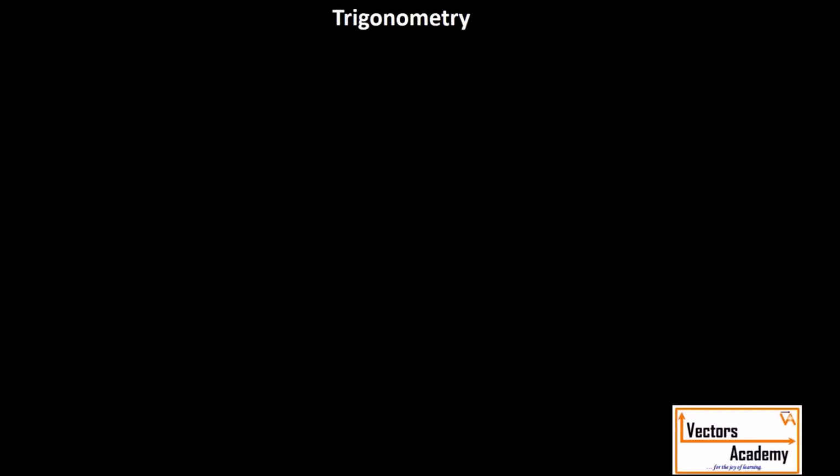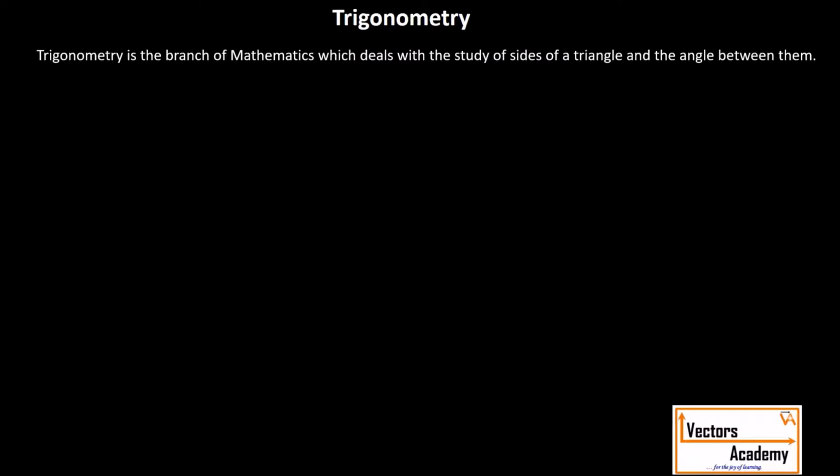Let's start with our new lesson, that is trigonometry. Let's see the definition of trigonometry. Trigonometry is a branch of mathematics which deals with the study of sides of a triangle and the angle between them. In trigonometry, you'll basically deal with right angle triangles and the ratio of their sides.